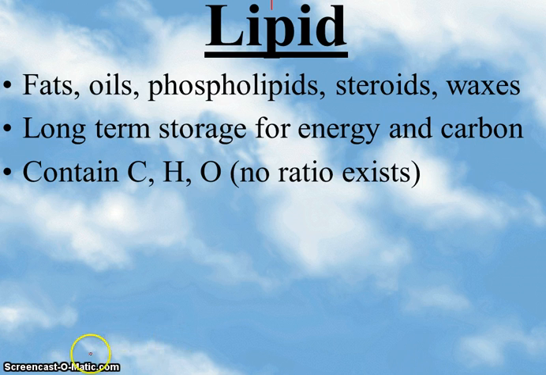An example of a chemical formula of a lipid is C57H110O6. This is actually tristearin, which is the beef fat, that white fat that you see when you cook a steak. So again, there is no ratio in the lipids.